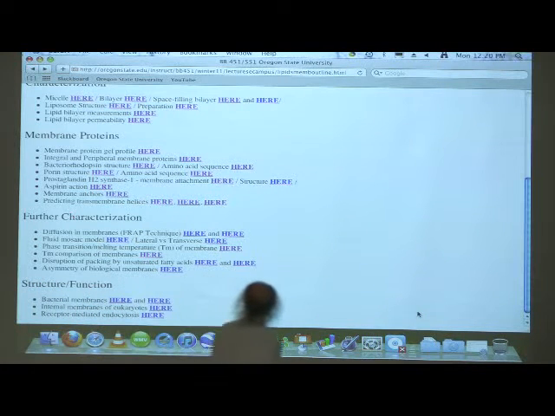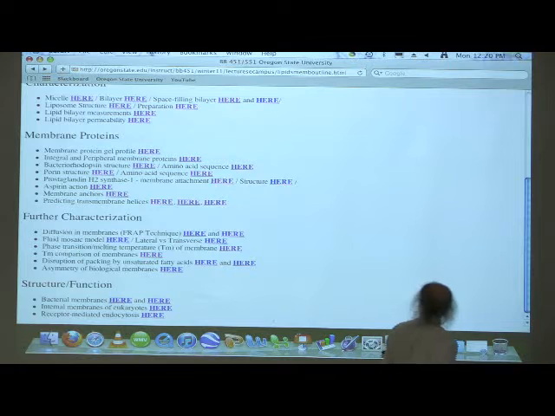Okay. Now, what was I going to say? Okay. So when we look at membranes, it's a little hard to gauge what's really happening at the molecular level in that membrane. Okay? What does that mean?